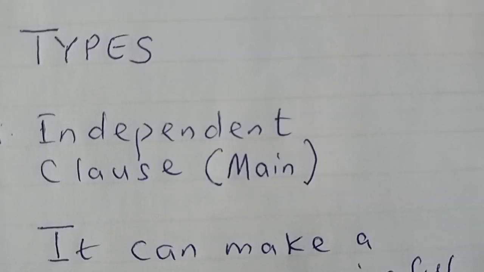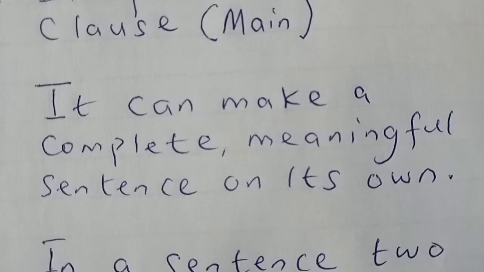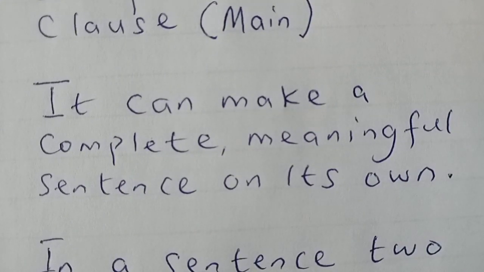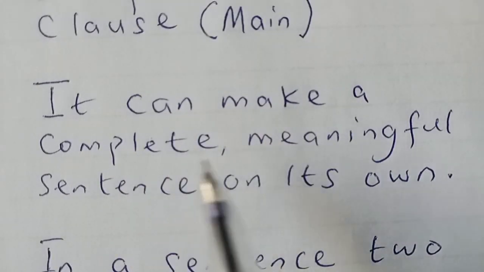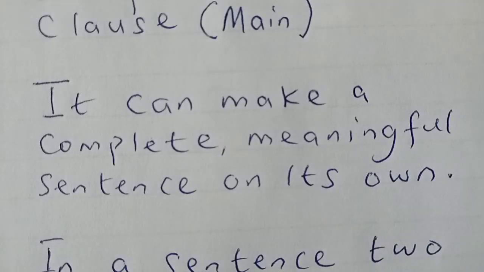Now let's come to the types of clauses. We have two major types of clauses, and the first one is the independent clause, also known as the main clause. Now, what is an independent clause? It can make a complete, meaningful sentence on its own. That means it can stand on its own as an independent sentence. And that's what makes it an independent clause or a main clause.